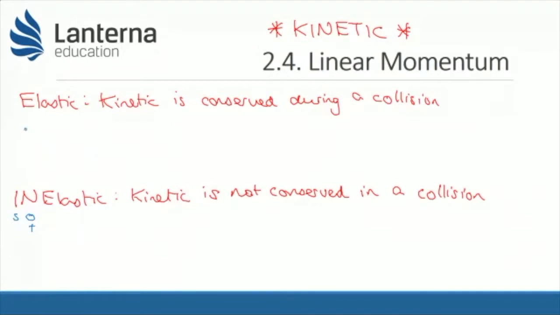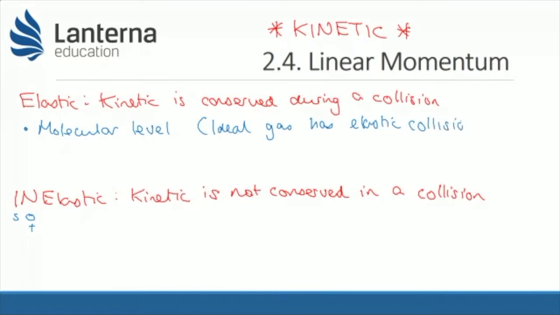Okay. So for elastic collisions, they normally happen on a molecular level. Think forwards to what we're going to cover quickly afterwards: our ideal gas. Ideal gases, we assume, have elastic collisions. And gases are just made up of loads of different molecules. Generally what happens is one molecule gives all its kinetic energy to another molecule.